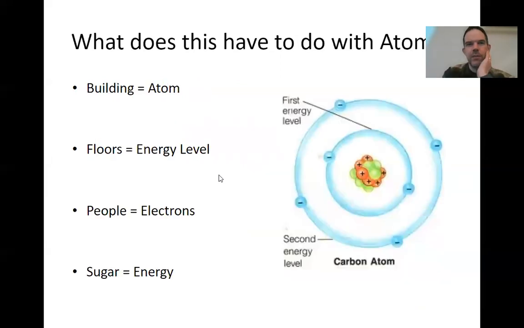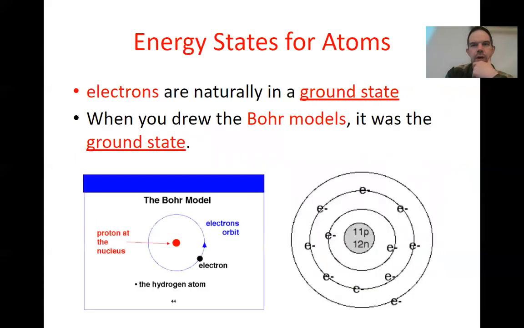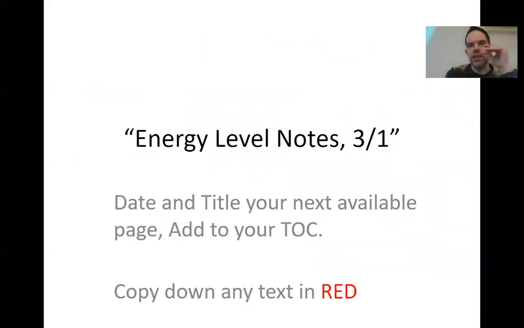So how does this apply to an atom? Here's an atom. The whole atom is the building. The different floors are energy levels, like first floor, second floor, third, and so on. And people are electrons. The more sugar you give them, the more energy. So here is where we start writing stuff down. Anything in red correlates to the sheet pretty well. Again, if the date's wrong, I apologize, that's last year.